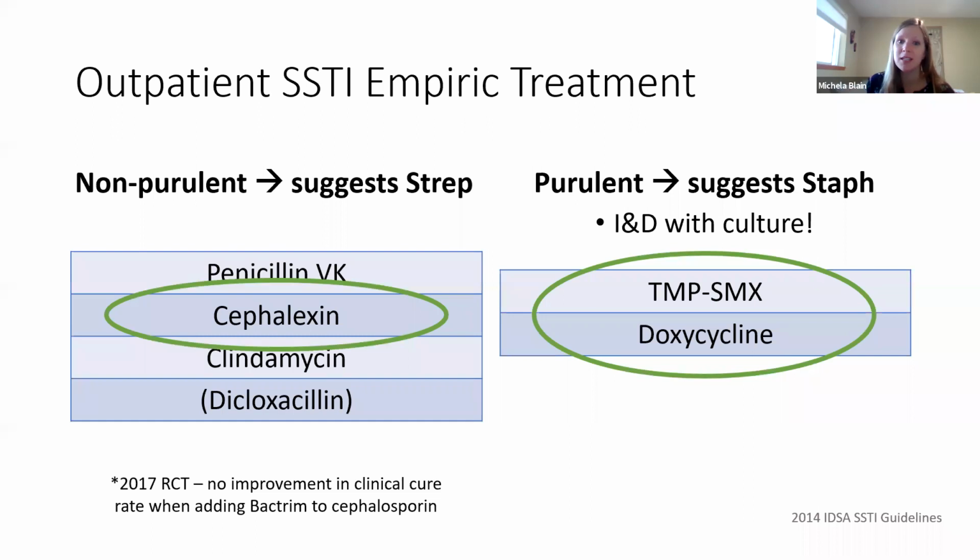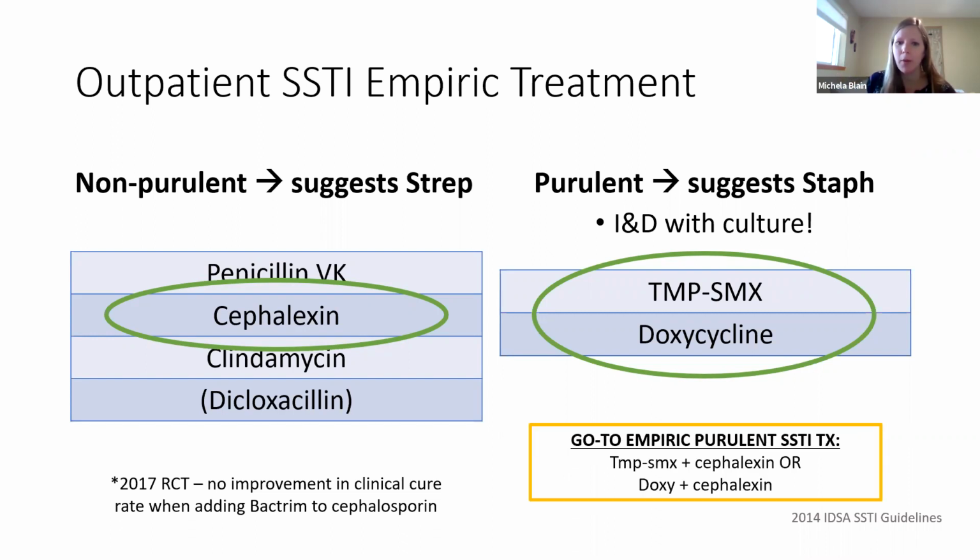And then for purulent cellulitis, I choose between the two, based on, you know, if they have an allergy to trimsulfa or kidney disease or things like that, maybe that pushes me more towards doxy. But either of those work really well. So just remember that when you're doing purulent cellulitis treatments, you need to add cephalexin for that additional strep coverage.